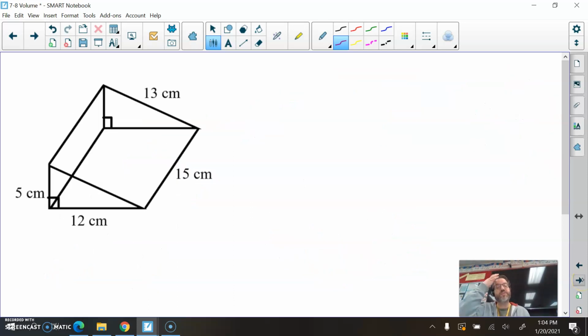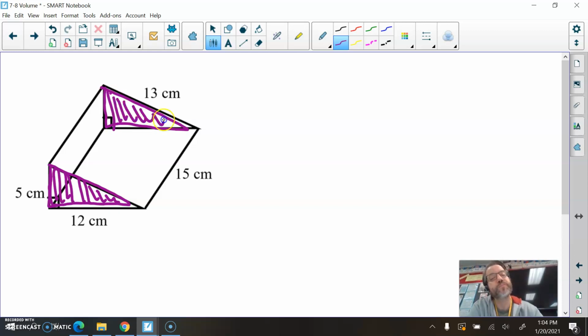Here's another one. This is, again, another triangular prism. Yes, we have these rectangular faces on the bottom, on the right here, and on the left there. But it's the triangles that make this prism unique. And so the triangles happen to be your bases here. And the reason I know they are the bases is because they're parallel to each other. You don't have any other faces in this figure that run parallel to each other. Just these two triangles here.